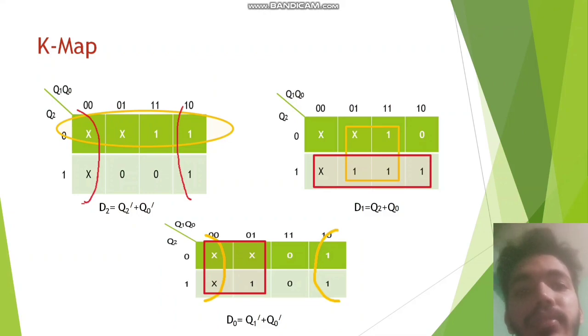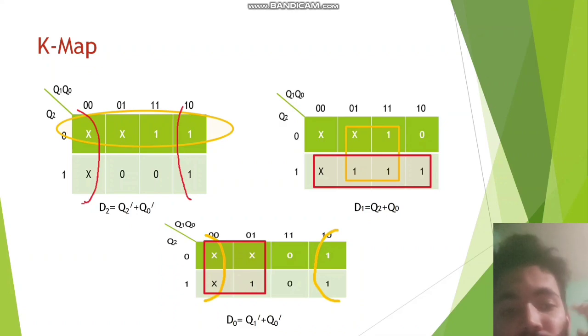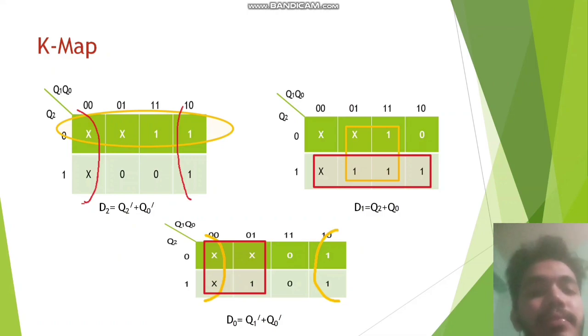The K-map is also made from the truth table. In the K-map we have Q2, Q1, Q0 for the D flip-flops D2, D1, D0. In D2 we see the columns are 0 0, 0 1, 1 1, 1 0 and the rows are 0 and 1. A cross means don't care. And K-maps are made by grouping in 2, 4, or 8.